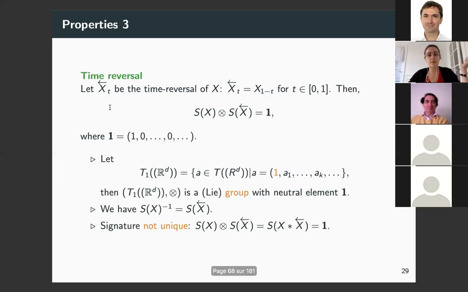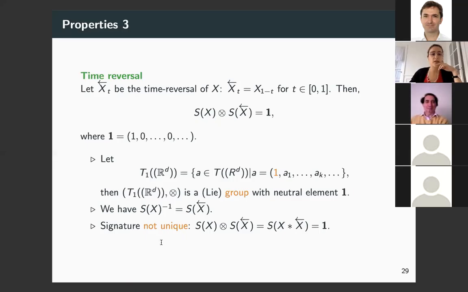So what does this mean? The first coefficient of a signature is always 1. So the signature lives in T1(R^d), which is the subspace of the tensor algebra that begins with a 1. And this is actually a Lie group, with this 1 as the neutral element. So what I just said is that the inverse of the signature of X is the signature of X run in the reversed order. This is really interesting.